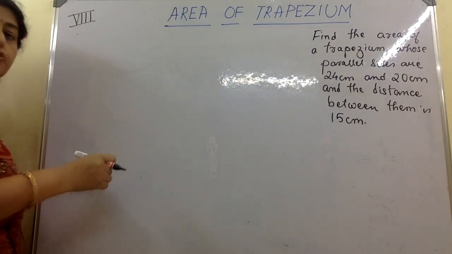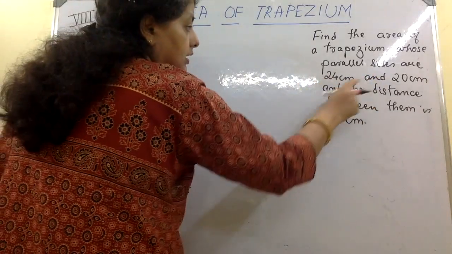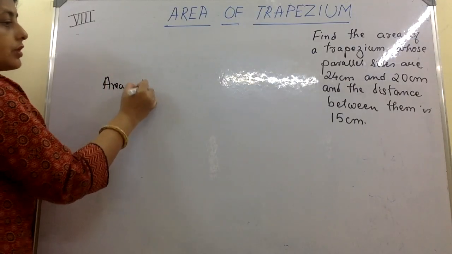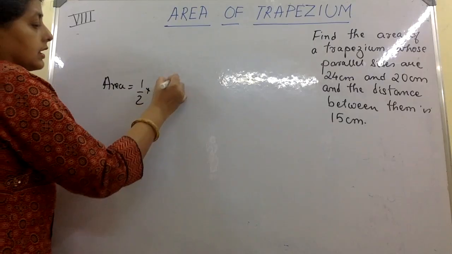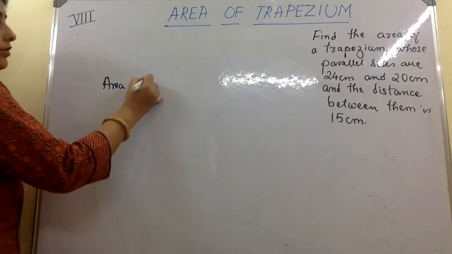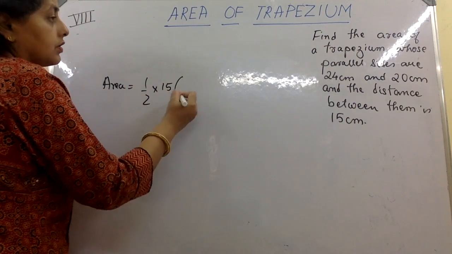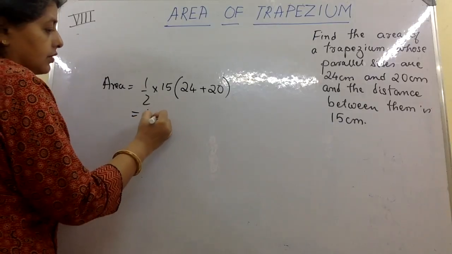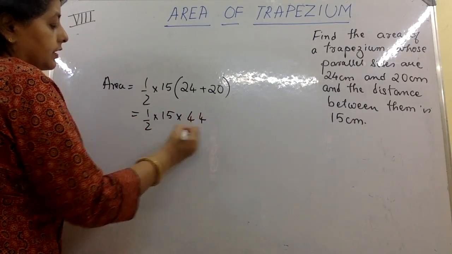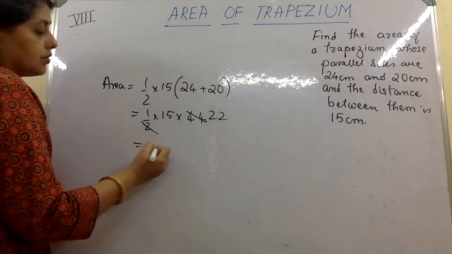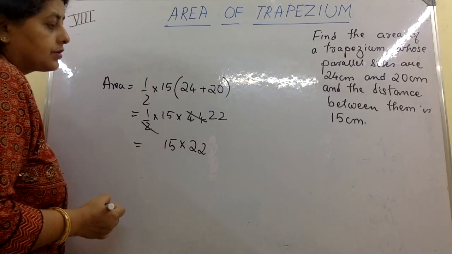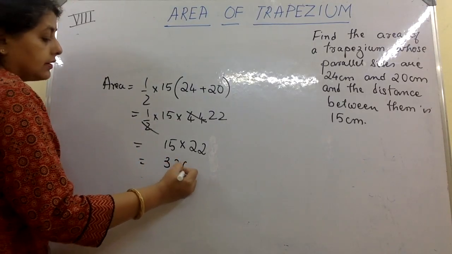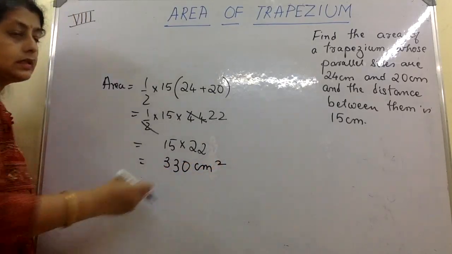Find the area of the trapezium whose parallel sides are given as 24 and 20 and the distance between them is also given. Very simple. Therefore, the area is equal to half into 15 into the sum of the parallel sides, 24 plus 20. Half into 15 into 44. This is 22, so 15 into 22, which is equal to 330 centimeters square. That is the answer.